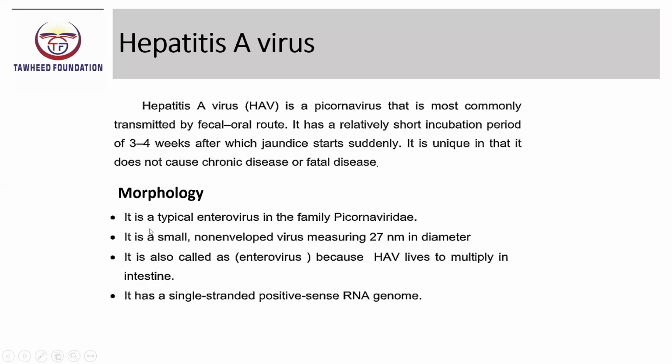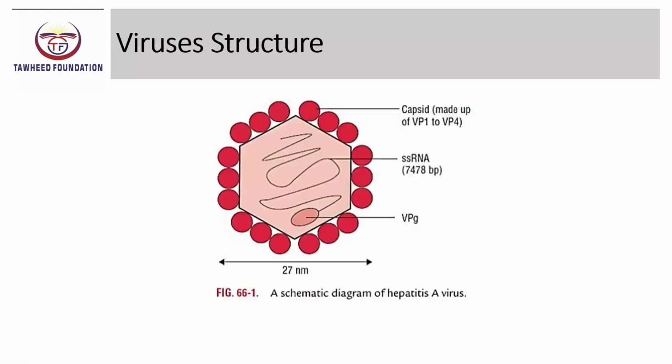Its morphology: it is a typical enterovirus in the family Picornaviridae. It is a small, non-enveloped virus measuring 27 nanometers in diameter. It is also called an enterovirus because it likes to multiply in the intestine. And lastly, it has a single-stranded positive sense RNA genome. Virus structure of HAV.